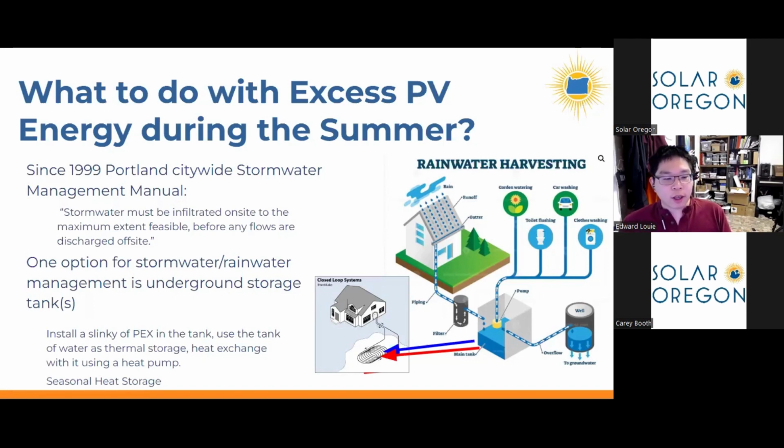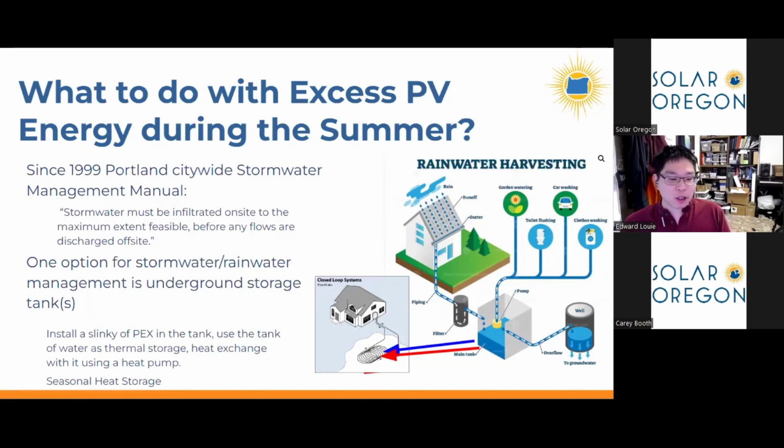But if that's already a requirement that you have to manage on-site rainwater and stormwater, could you manage it instead of having it just go into the dirt and disappear? Could you put it in a tank that actually stores the rainwater, and then put a heat exchanger, in the form of a PEX slinky, into this tank? And this tank, in order to handle the amount of rain we get in Portland, is not a few hundred gallons. You need a tank that's like thousands of gallons. It's a pretty sizable tank in order to manage even the winter rainy season.